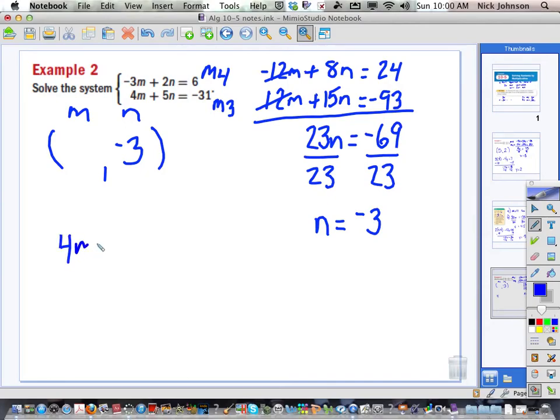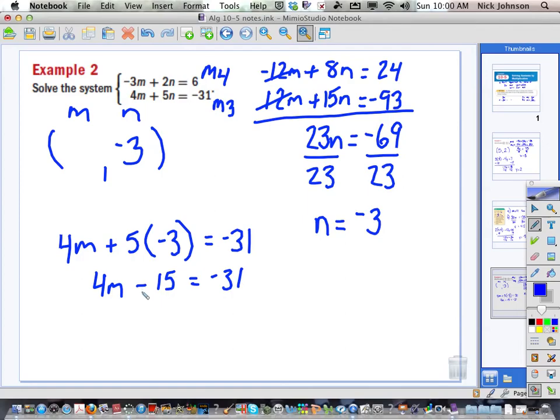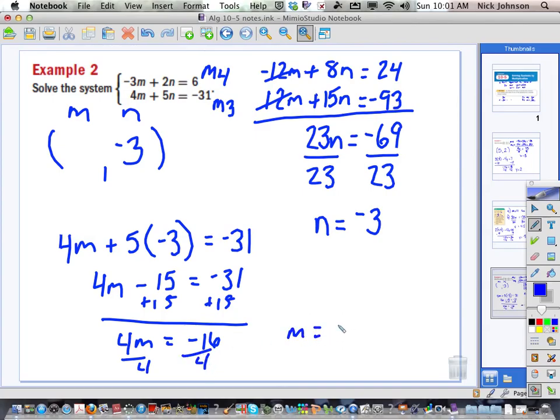So 4 times m plus 5 times n, which is a negative 3, has to equal a negative 31. Well, 4m and a positive 5 times a negative 3 gives me a negative 15, equals a negative 31. The inverse of subtracting is adding 15. 4m is going to equal a negative 16. If I divide by 4, m equals a negative 4. And that's where those two equations are going to intersect.